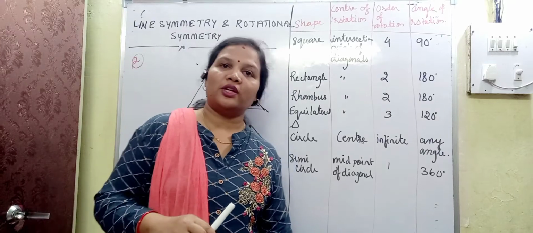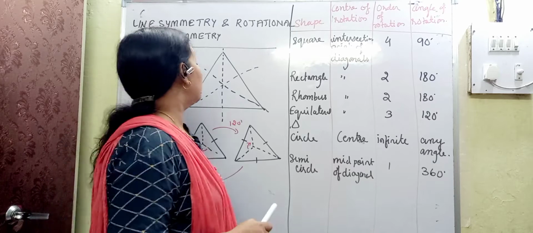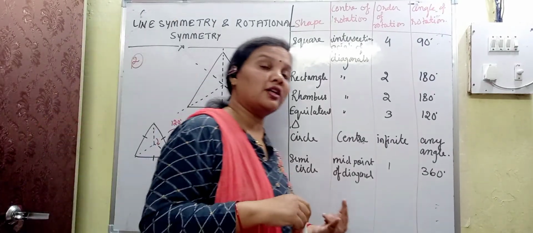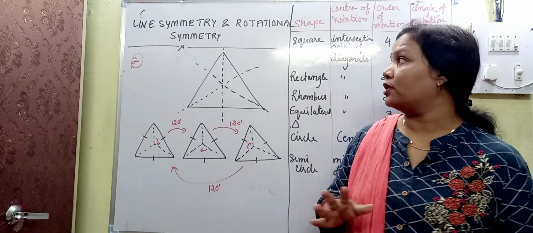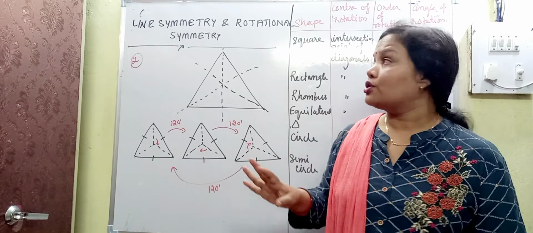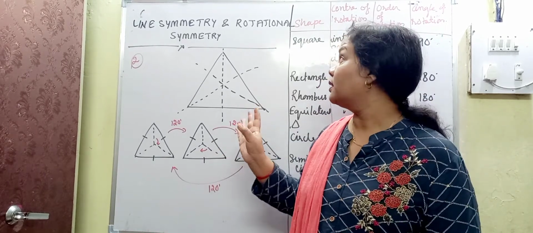So good evening students. Today again we will continue with the same chapter, symmetry. Today we are talking about line symmetry and rotational symmetry, those figures which show both kinds of symmetries, line and rotational. You have already learned what line symmetry is and what rotational symmetry is.